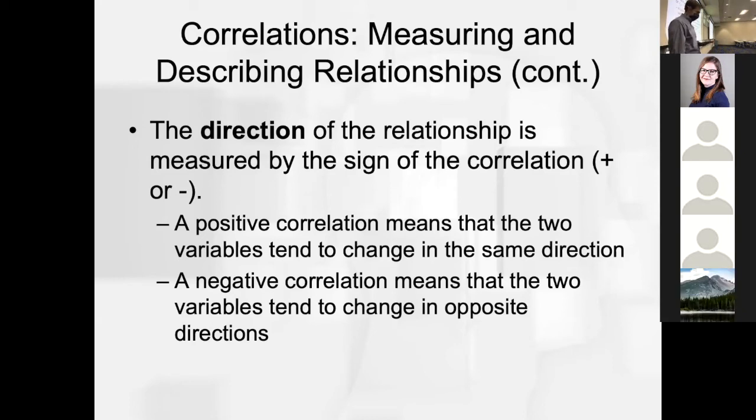Maybe as the temperature goes down, there are more people watching TV. Yeah. So as temperature goes down, more people are watching TV, right? Or as temperature goes down, the items of clothing worn goes up. Right? So there's an inverse relationship. As one goes up, the other goes down. As one goes down, the other one goes up.